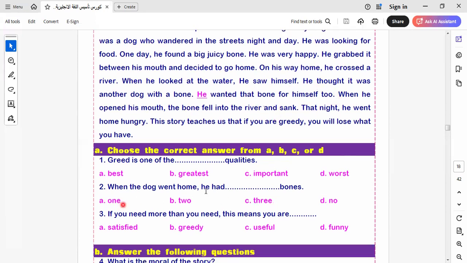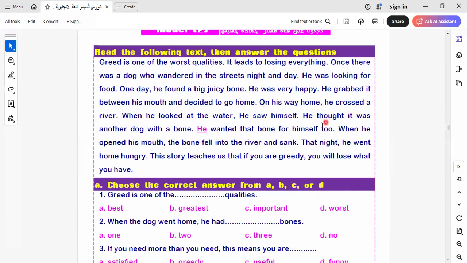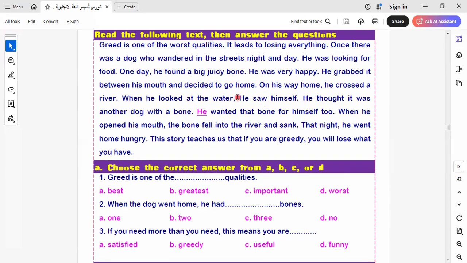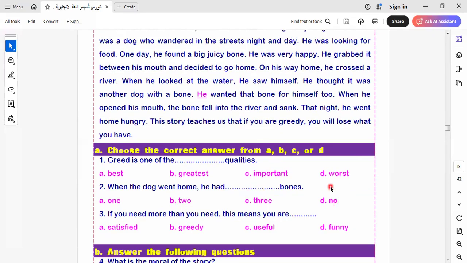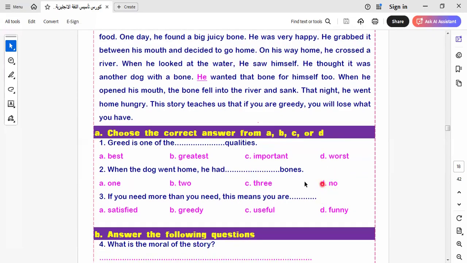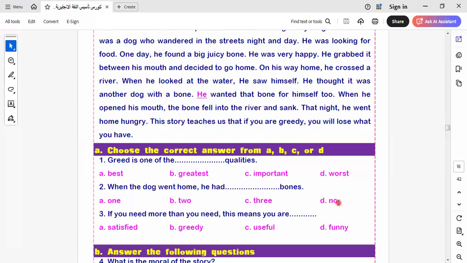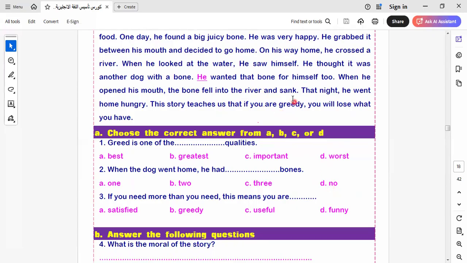Why one bone? He had how many bones? He had no bones. Why? Because the bone fell into the river. So he will have no bones when he goes home.